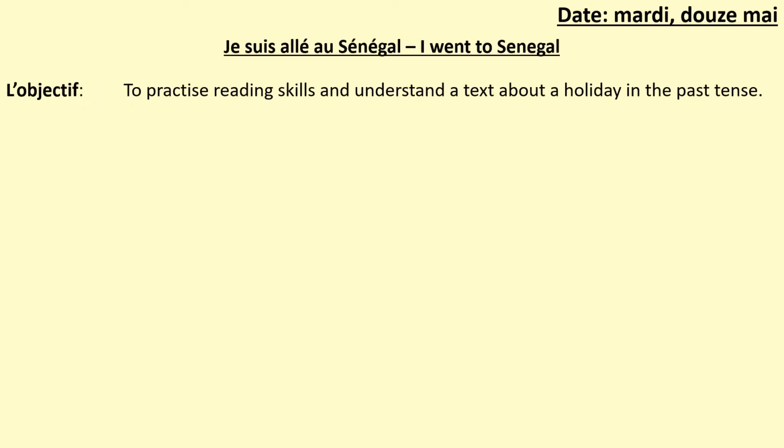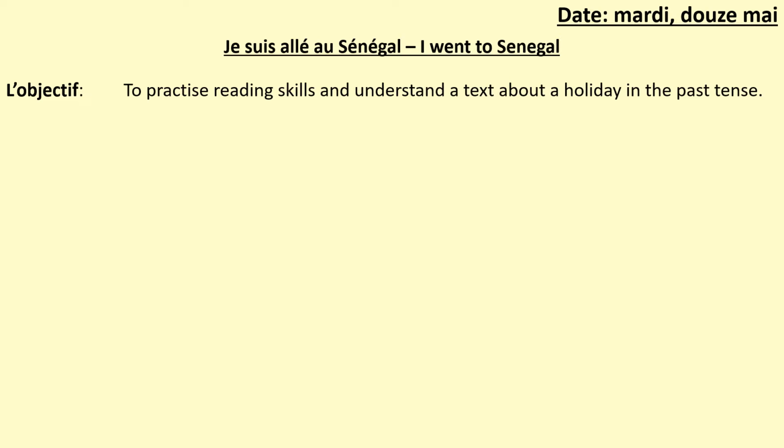Please write down your date, mardi 12 mai, Tuesday the 12th of May, and the title, Je suis allé au Sénégal, I went to Senegal. Make sure they're both underlined, please. Then write down your objective, l'objectif, to practice reading skills and understand the text about a holiday in the past tense. So press pause if you need the time to do that neatly now in your book.